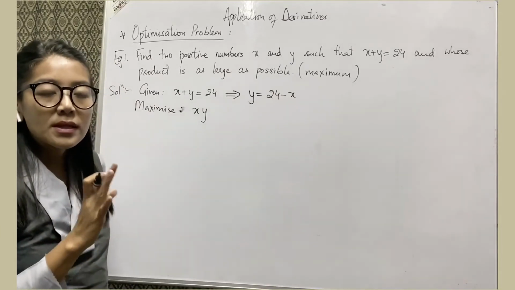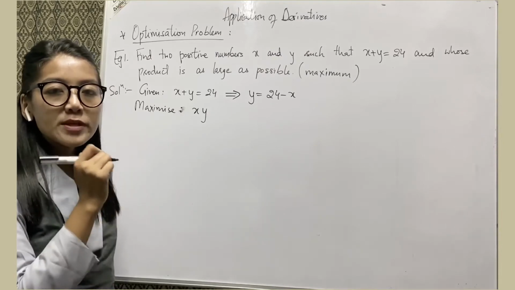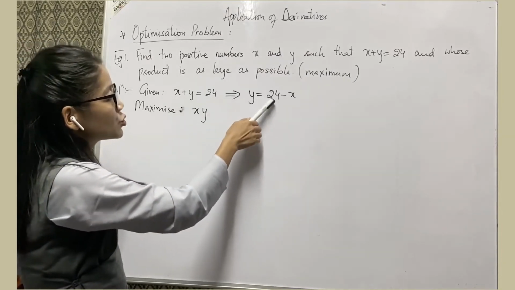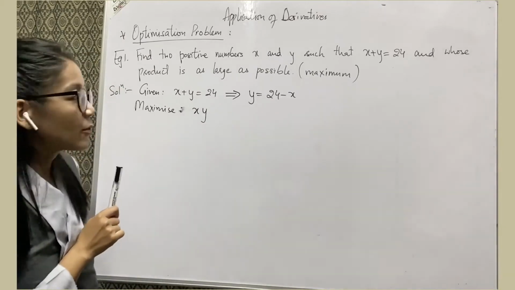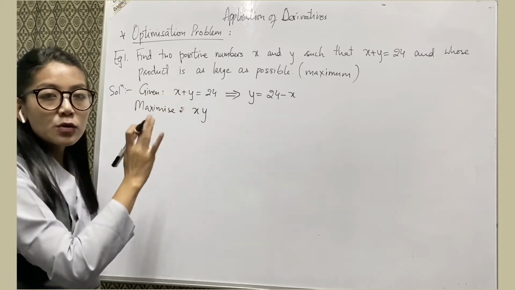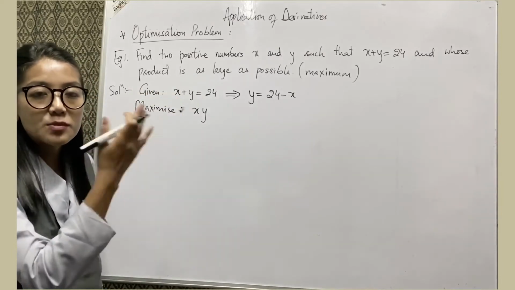It's the same. The objective is that you are trying to express one variable in terms of the other variable. So you will write y is equal to 24 minus x. This is how you will do it. Always, whatever given quantity is there in the question, it is to be used to convert one variable in terms of the other variable.